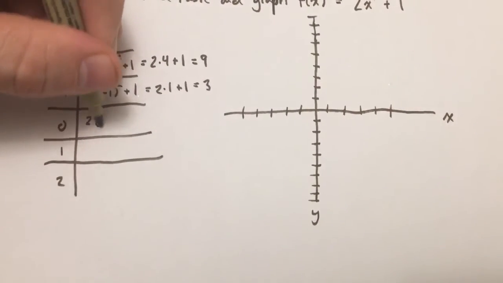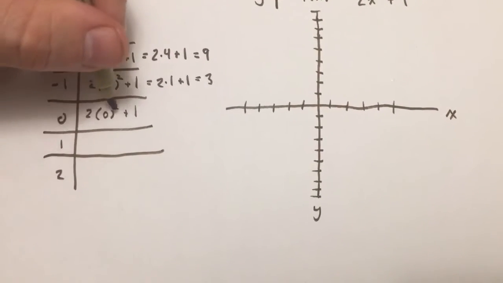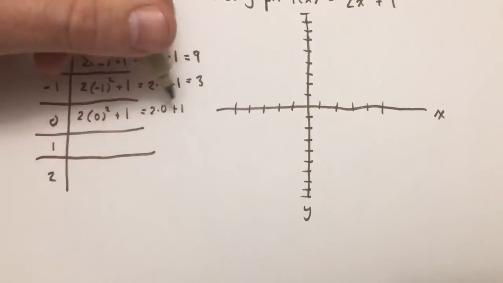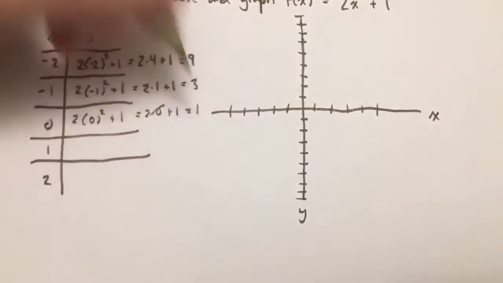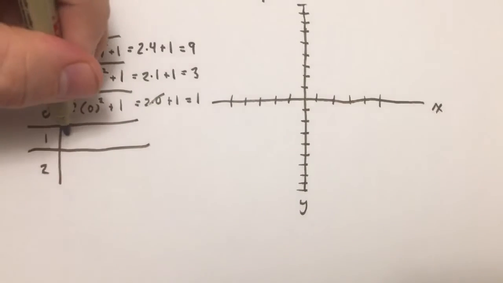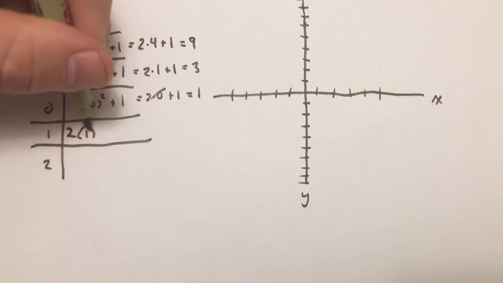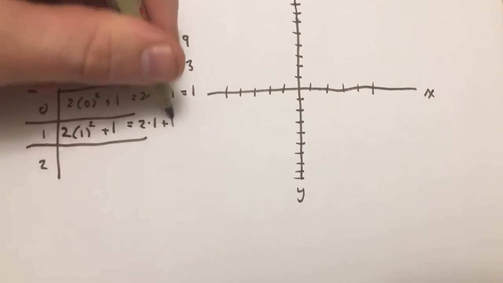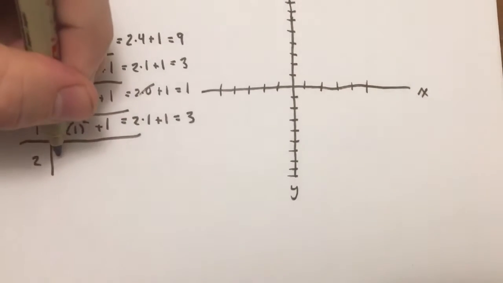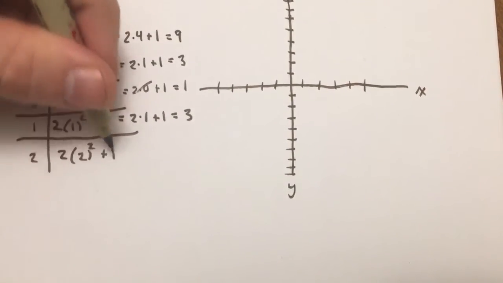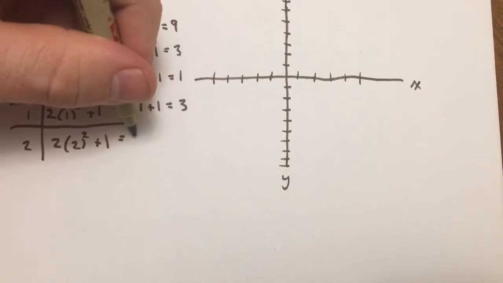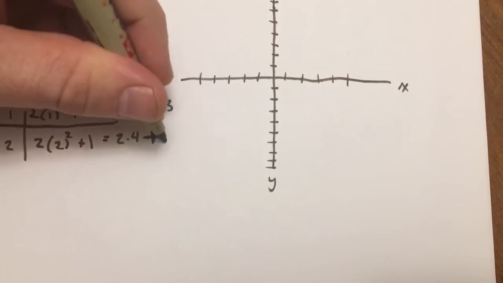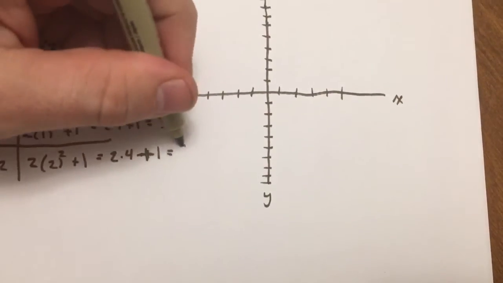Then the next one, 2 times 0 squared plus 1. Well, that's 0. 2 times 0 is 0, so that basically ends up canceling out, and so we're left with 1 for that. Then we've got 2 times 1 squared plus 1, so that's going to be 2 times 1 plus 1, which is 3. And then 2 times 2 squared plus 1, so 2 squared is 4, so 2 times 4 plus 1, so that is 8 plus 1, which is 9.